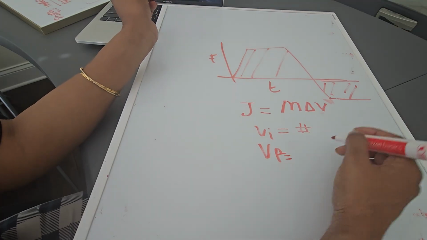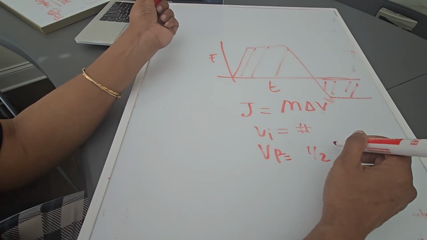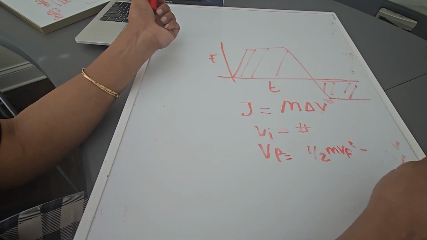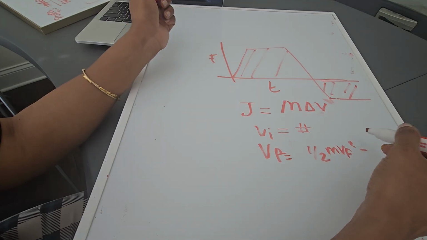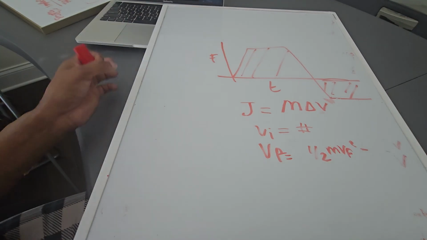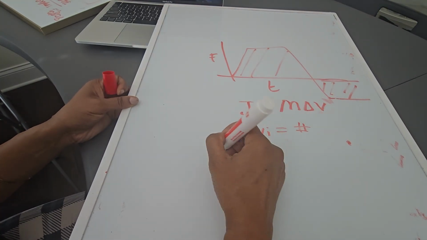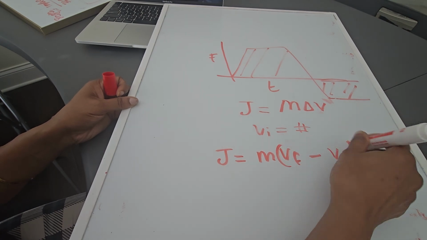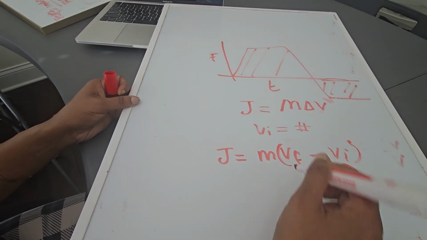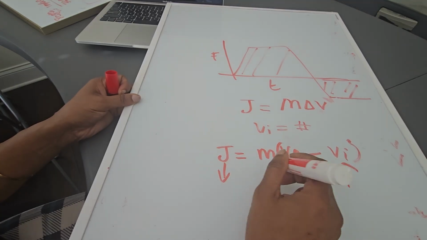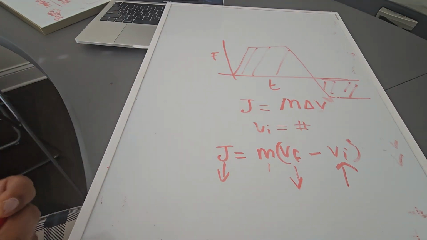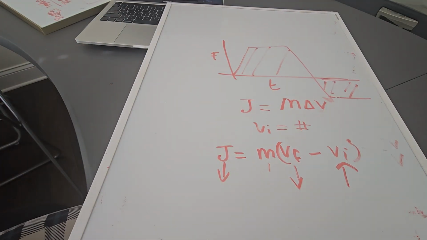You equate it to... no, sorry, not the kinetic energy, sorry. It is going to be J equals m times (V final minus V initial). So if you're given the V initial, and we know the impulse from the area under the curve and we know the mass, we can find the unknown V final. That's a very common impulse graph question that you will see.